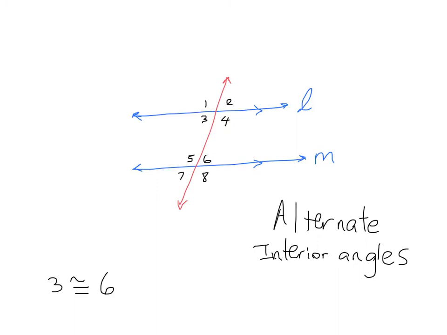We also have another pair. What are the other interior angles? Well, if you said 4 and 5, you are correct. 4 and 5 are also congruent because they're alternate interior angles.